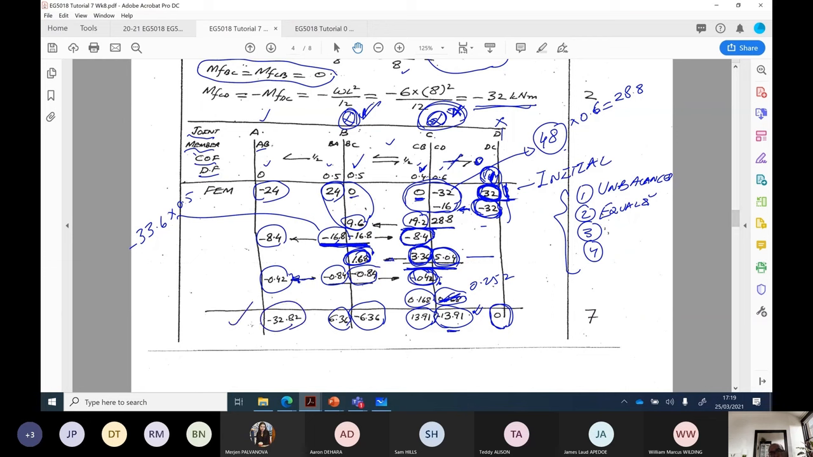So this is correct as well. The key thing here is that at a joint, the moment has to be equal and opposite. At CB and CD, this has to be equal and opposite. If you're not getting equal and opposite, it means you have made a mistake. And if you have negative on the left side of the span and positive on the right side, it means that these are hogging moments.